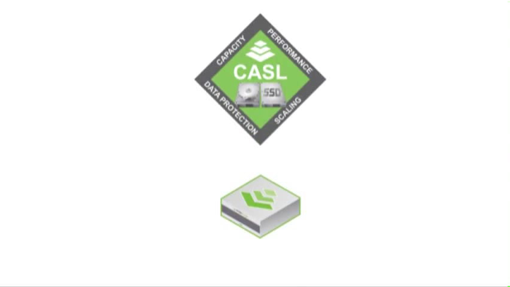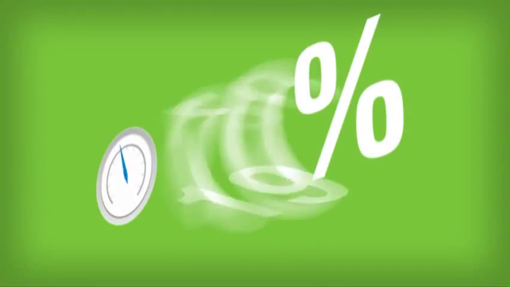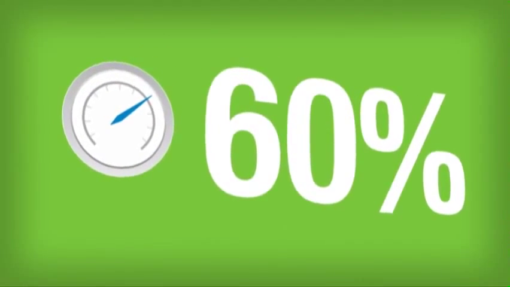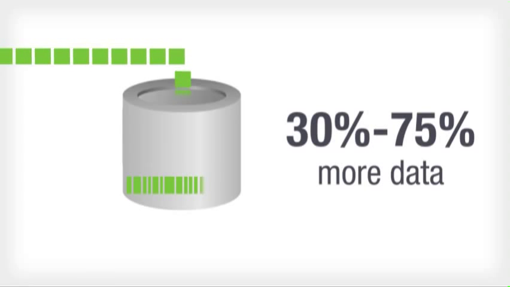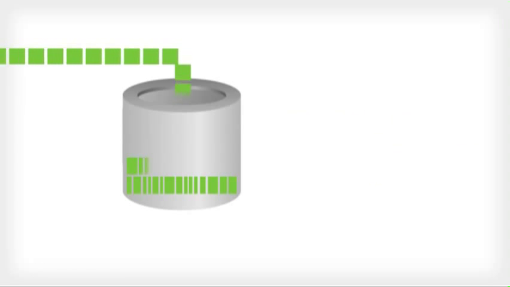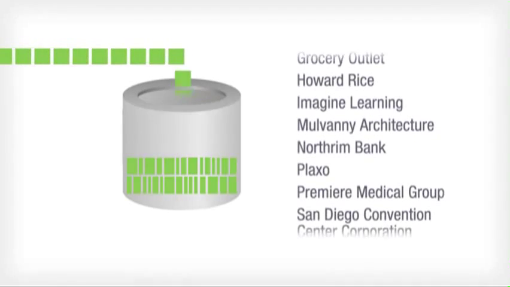Its patented CASL architecture is designed from the ground up to take advantage of flash performance and hard disk capacity. Want to accelerate database speeds by 60%? Improve VDI performance by 10 times, all while storing 30 to 75% more data thanks to always-on compression? That's real-world performance from Nimble Storage customers.